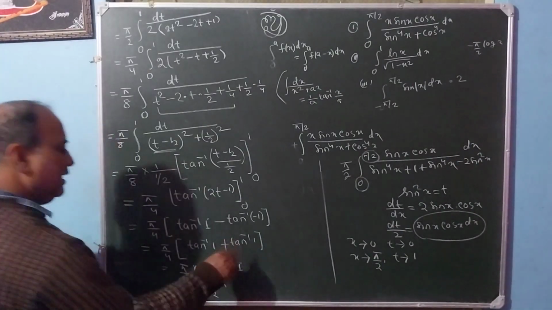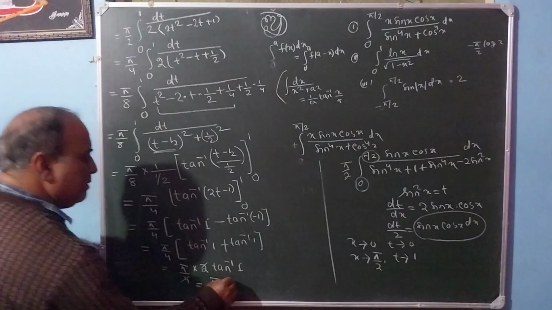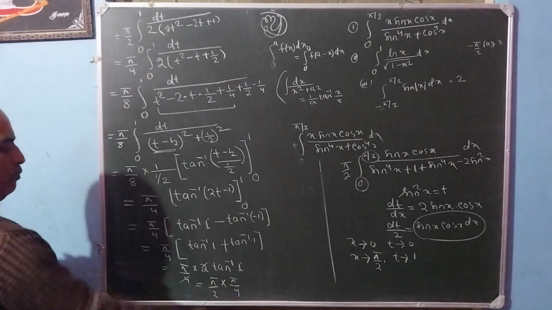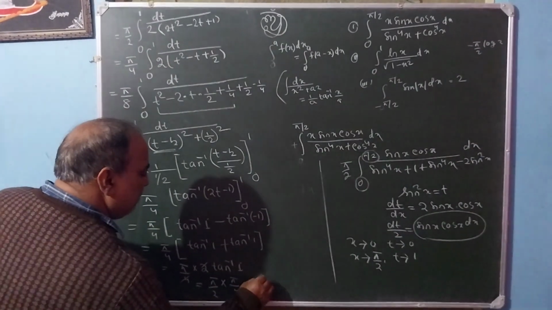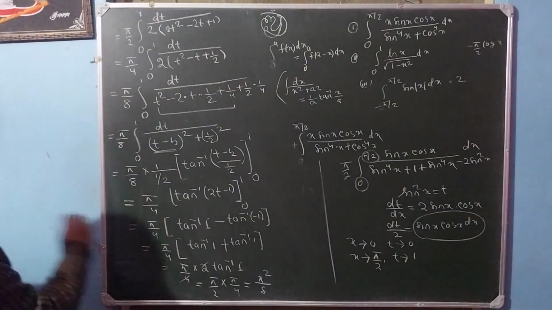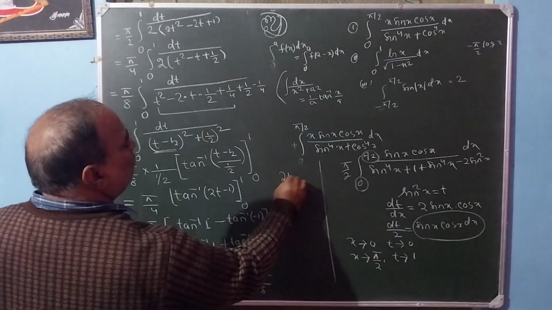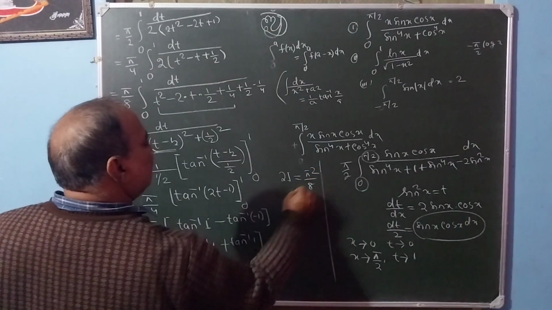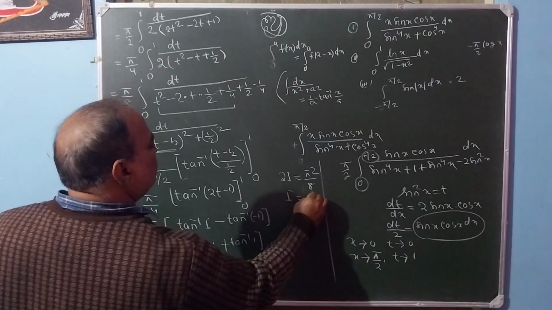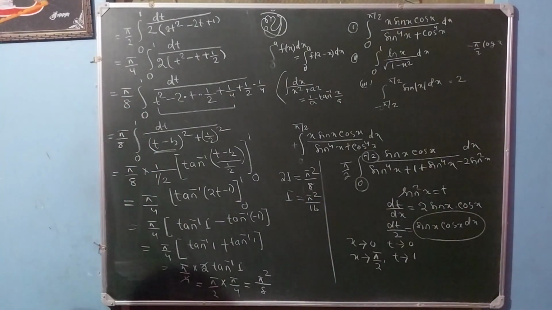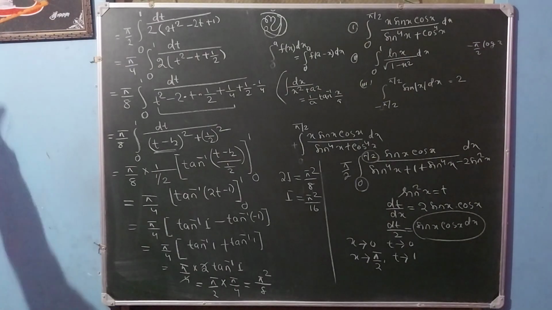Here tan inverse 1 value is pi by 4. Pi by 2 into pi by 4, that is pi square by 8. So 2I is equal to pi square by 8. So I is equal to pi square by 16. So this is a very important question. Remember, this is a very important question.